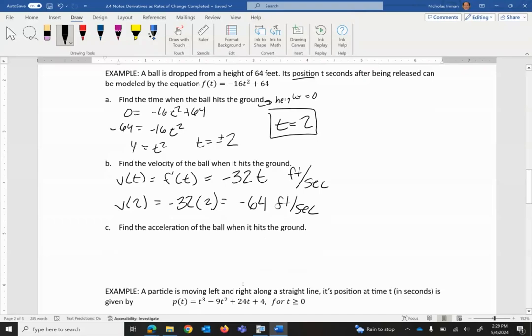All right, letter C, find the acceleration. Well, the acceleration is the derivative of velocity, which is the second derivative of your position. So the second derivative, we did our first derivative, so our second derivative is negative 32. That's just a power rule. All right, and it would be feet per second squared.